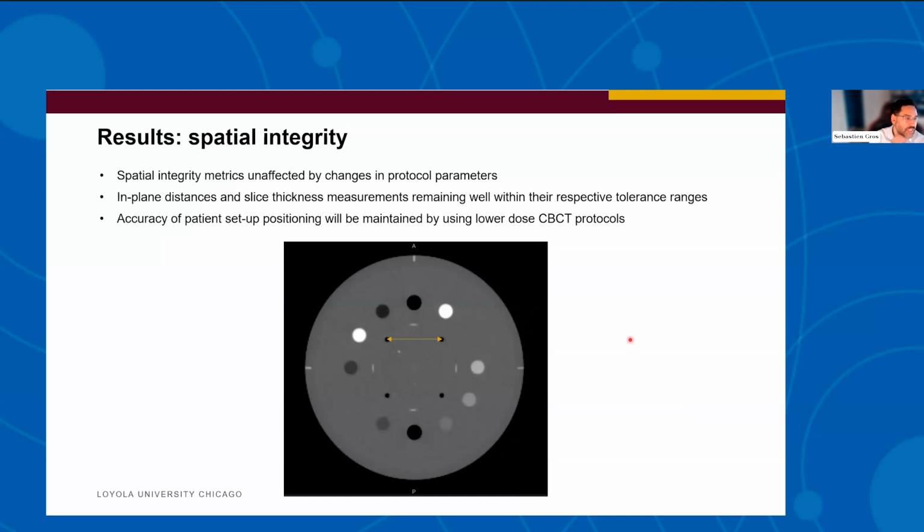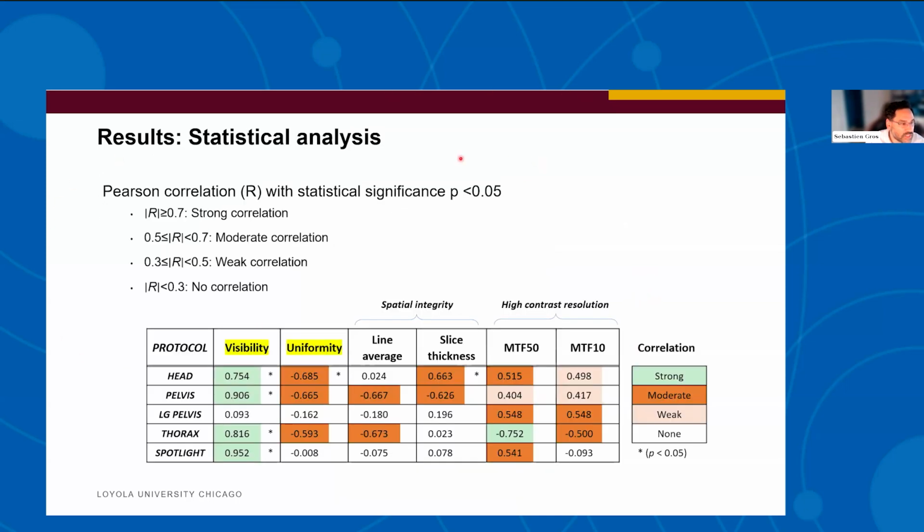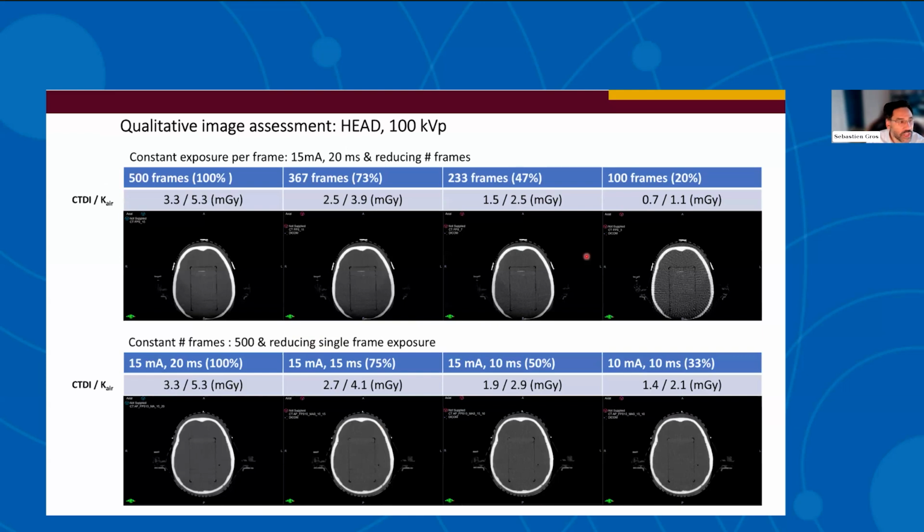The spatial integrity metrics were unaffected by the change in protocol parameters, which is nice. We know that our geometry will look the same, in terms of dimension, whether we have the default or those protocols. A quick flash on the statistical analysis, looking at correlation coefficients: basically, the visibility and uniformity had strong to moderate correlations, whereas spatial integrity and high contrast had no change with decreasing dose.